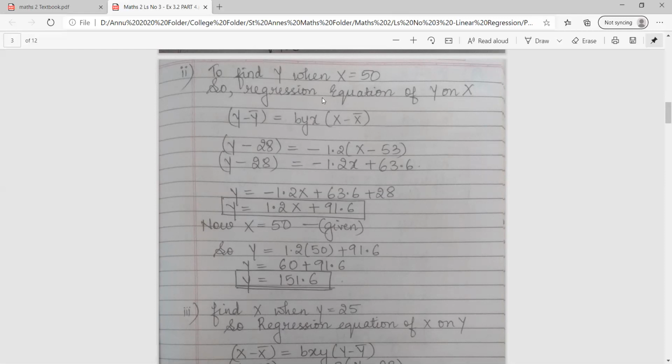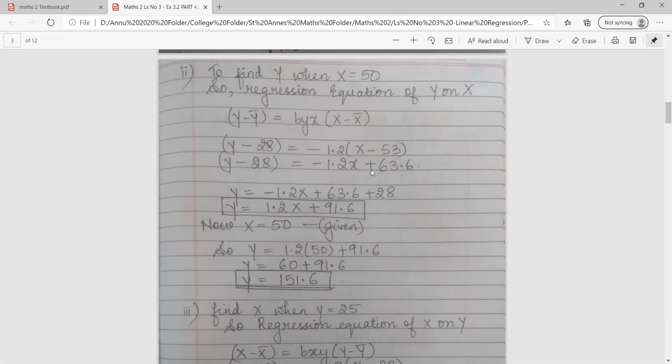So I have written here the regression equation of y on x, that is y minus y bar is equal to Byx into x minus x bar. All the values are given in the question. So I have substituted the values as you can see over here. So minus 1.2 into x will give you minus 1.2x.